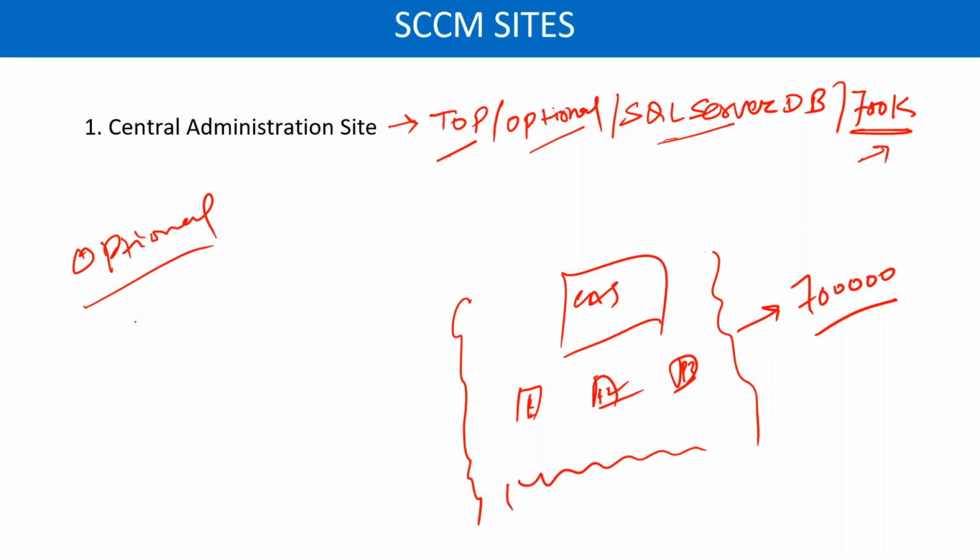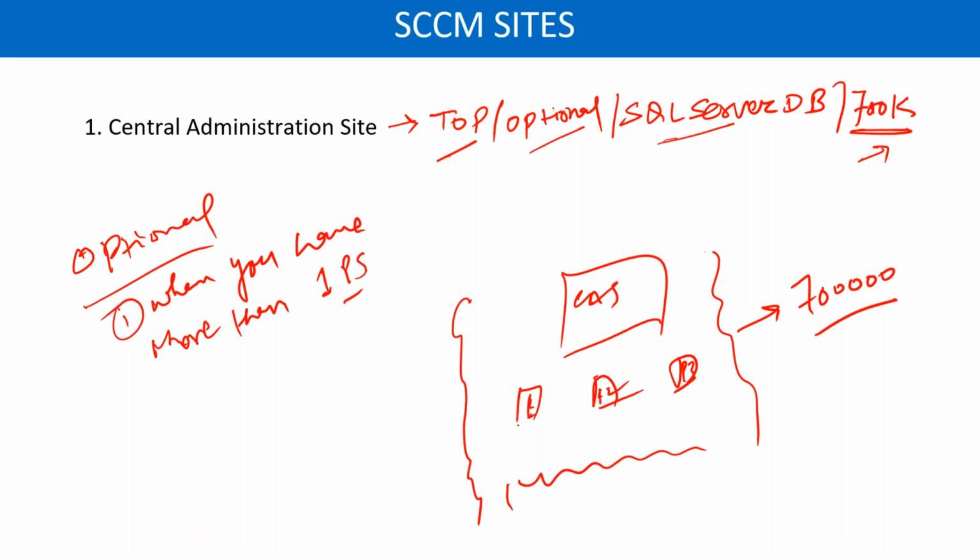The condition is when you have more than one primary site. When you have more than one primary site, then you need a central administration site.